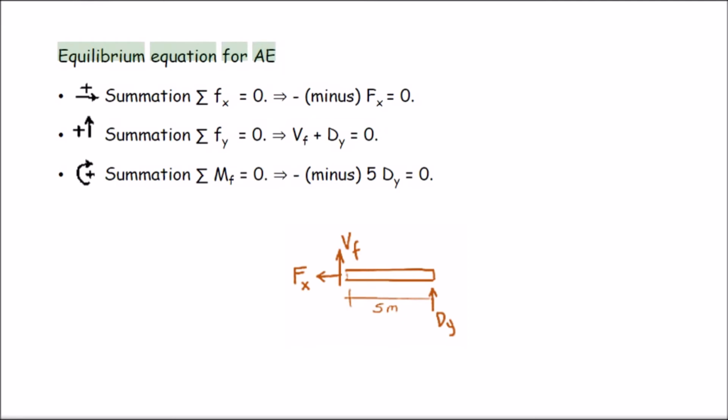Equilibrium equation for FD. Summation F_x equals 0, minus F_x equals 0. Summation F_y equals 0. V_F plus D_y equals 0. Summation M_F equals 0, minus 5D_y equals 0.